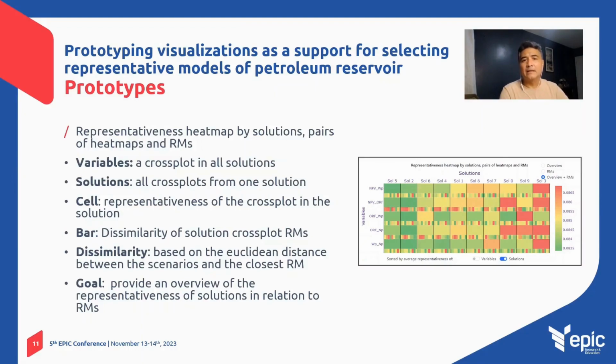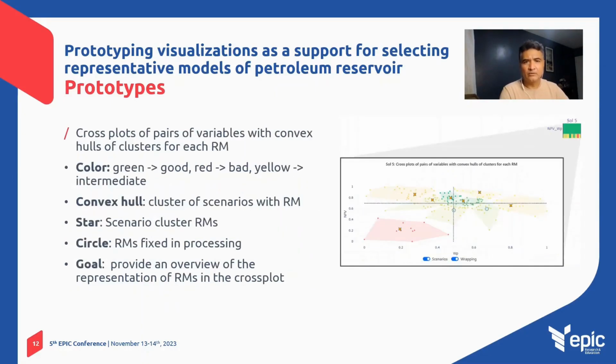Now we see how this breakdown would look when clicking on a cell. This, for example, is a cross plot of pairs of variables with envelope in the groups for each representative model. The cross plot was created from the detailed heat map. Some analyses are performed with this prototype.